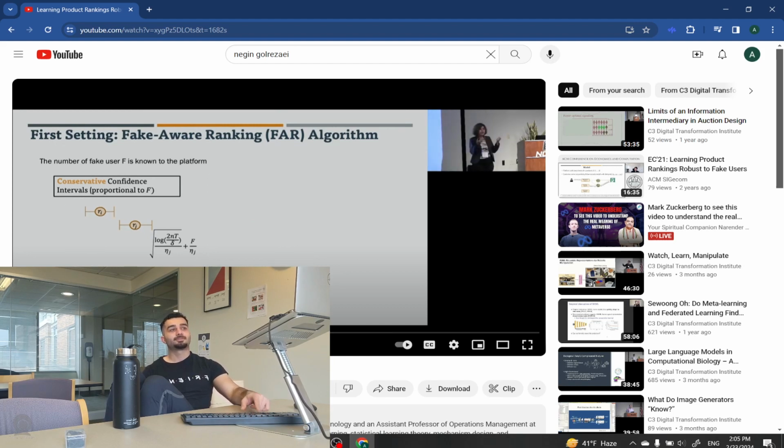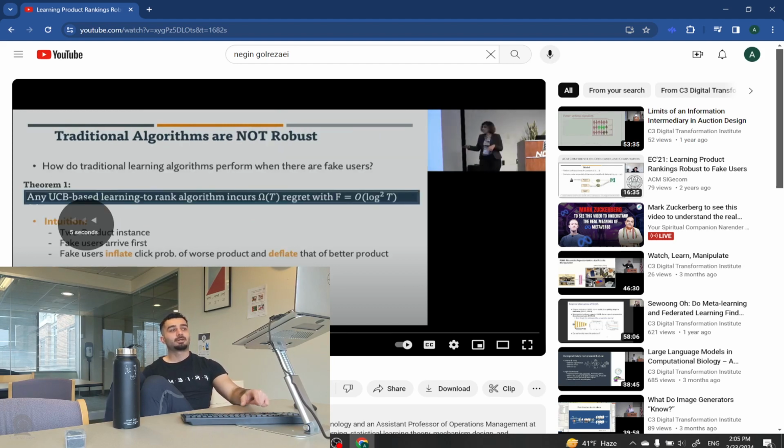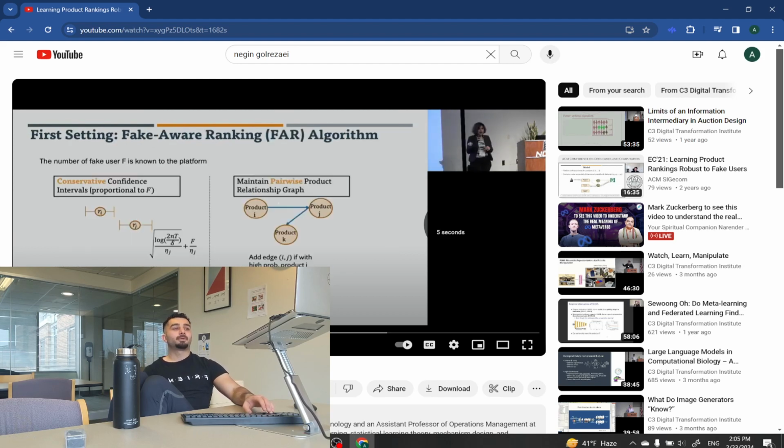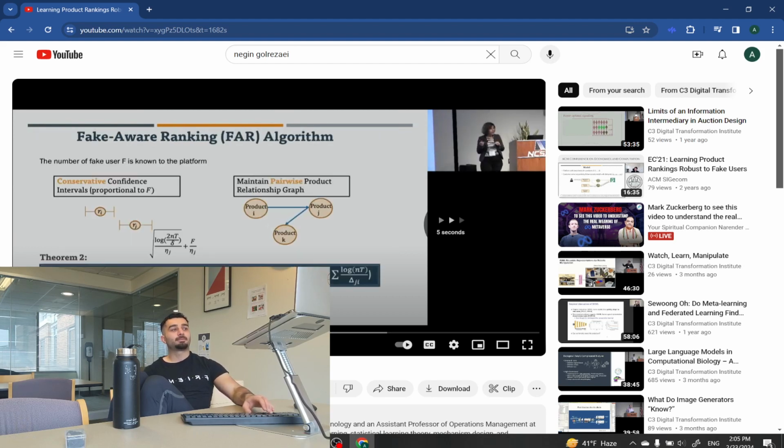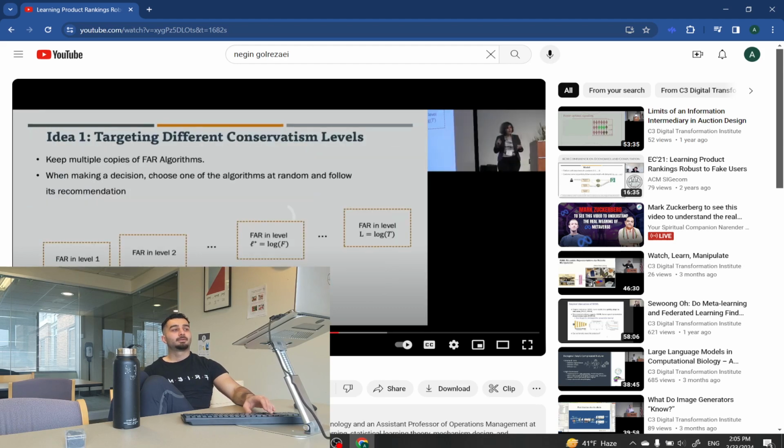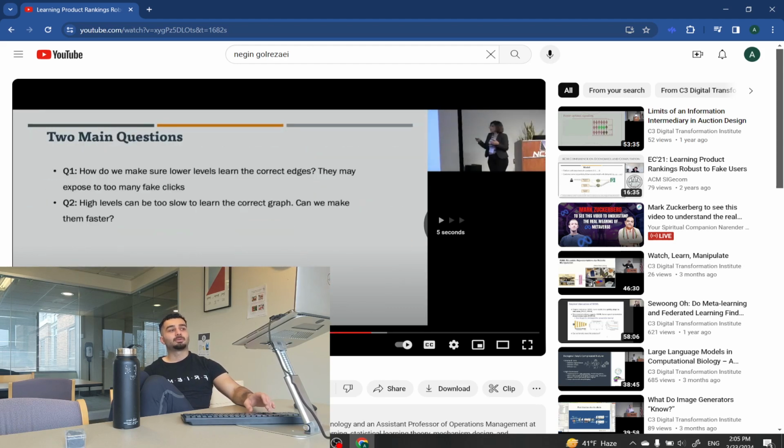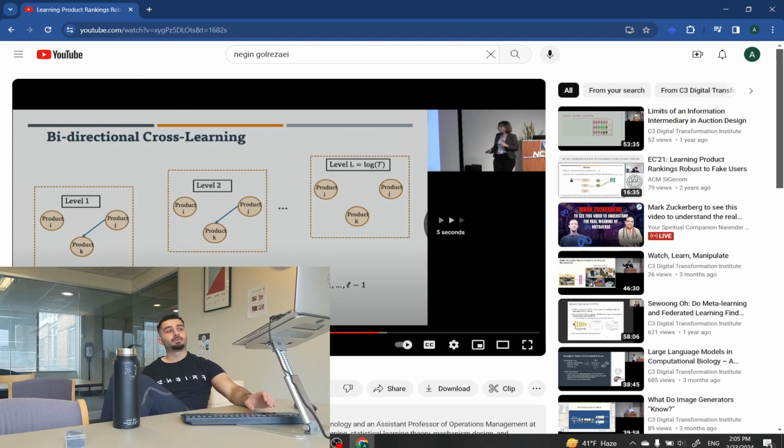Layers, layers for fake-aware ranking. I don't remember the details, but it doesn't matter, because we just wanted to get to know what the paper was working on. We don't care about the details.